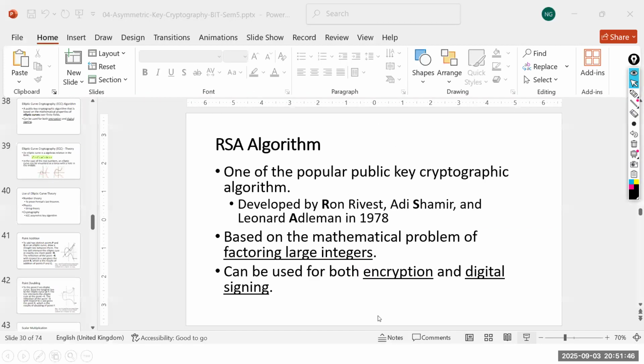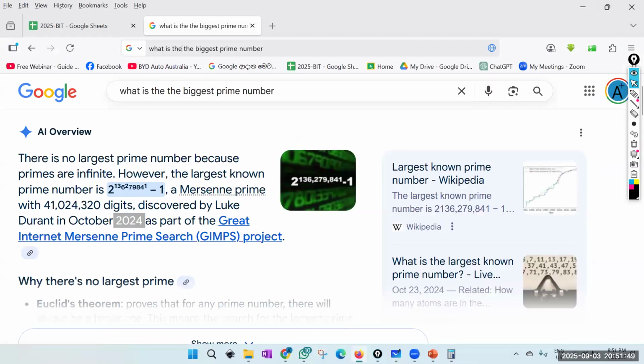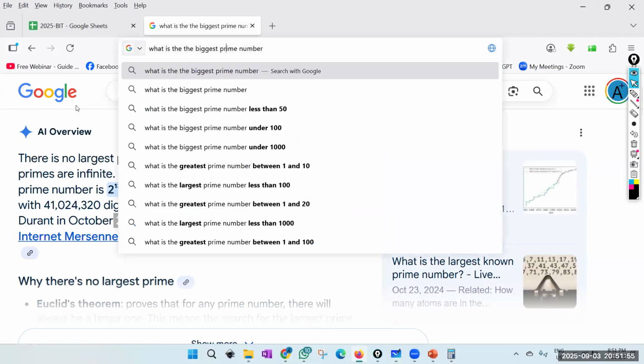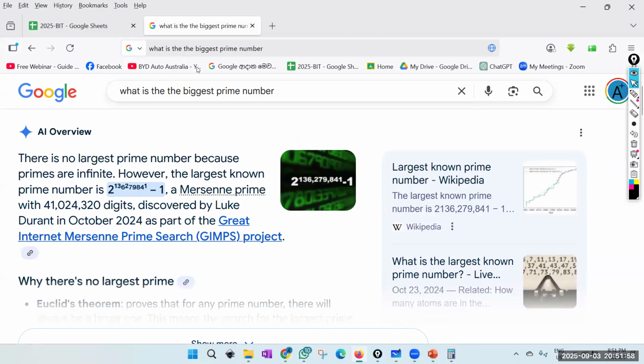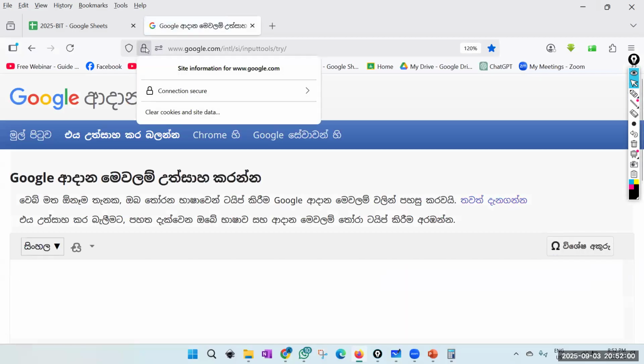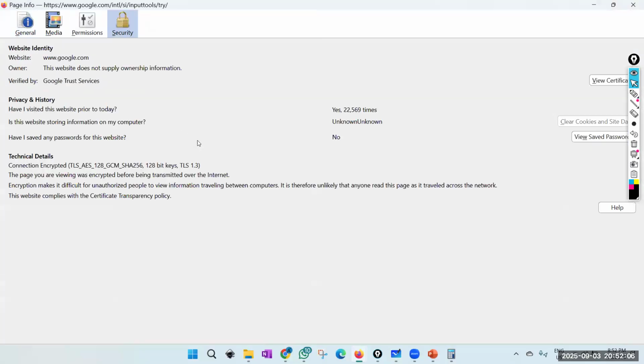For example, if you go for something like Facebook or Gmail, you will find that mostly we use, let's say, this one is also secure. Go to this one, "Connection is secure, more information." See what algorithms they use. See whether TLS, SHA. Sometimes they will mention.